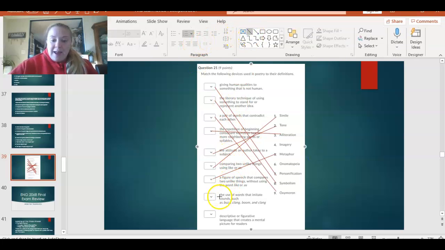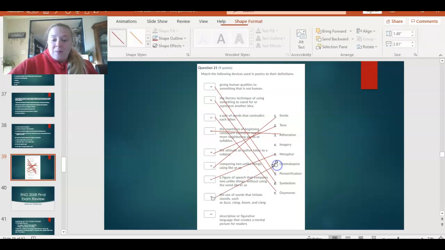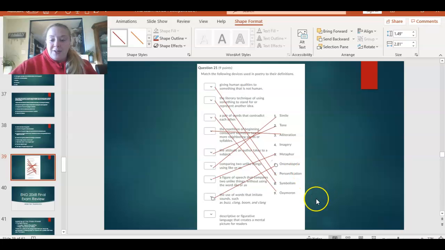All right, moving right along, the use of words that imitate sound, such as buzz, clang, or boom. You guys know that funny one. It is onomatopoeia, that word that Mrs. Cox can never spell. Onomatopoeia is any word that sounds like a sound. So crash, bang, boom, clang, anything like that.